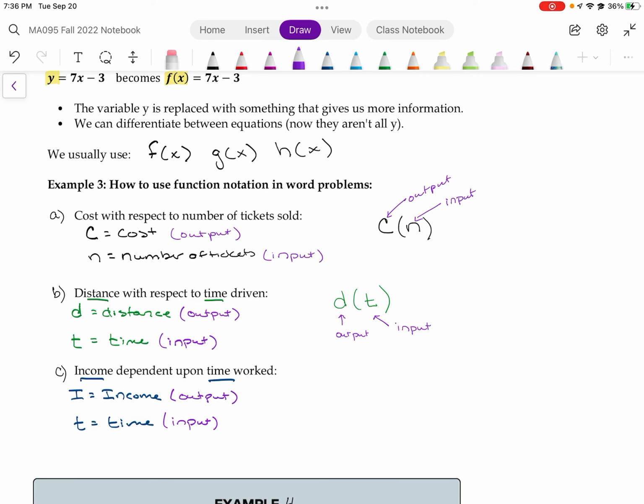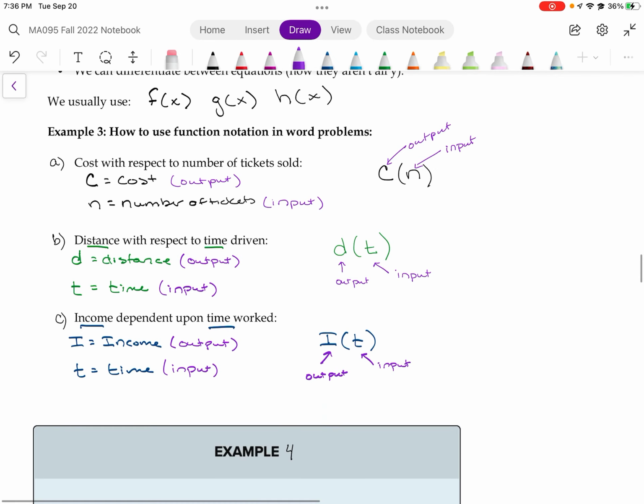All right, so what is this going to look like? It will look like I as a function of time. Income as a function of time. All right, so again, this is the output and this is the input. So I'll say it again. Income is a function of time spent working. You can continue like that. Income is a function of time spent working.